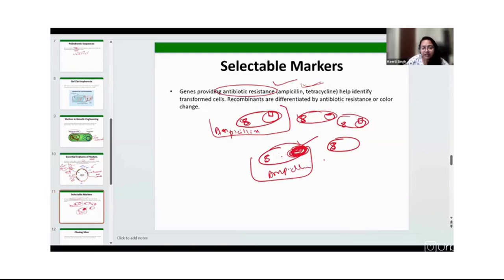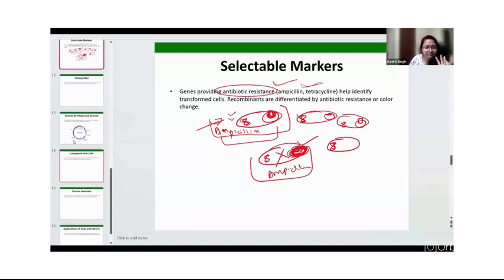This cell, which does not have the ampicillin resistance, will not grow, right? And the other plate, which has the ampicillin and has our foreign DNA, it will grow. So we will deal later with how they are selected.